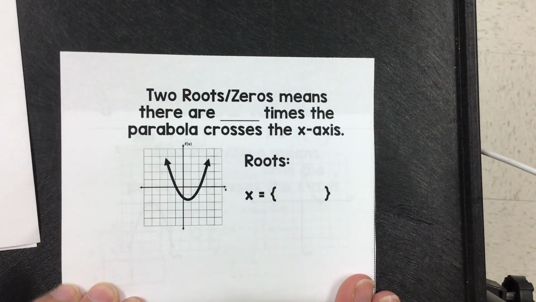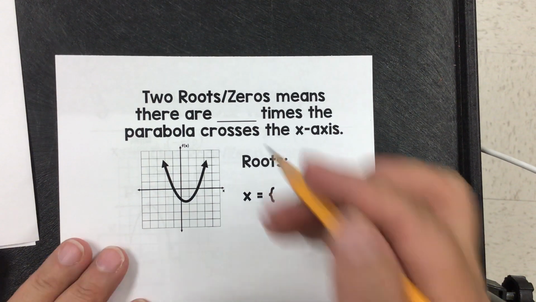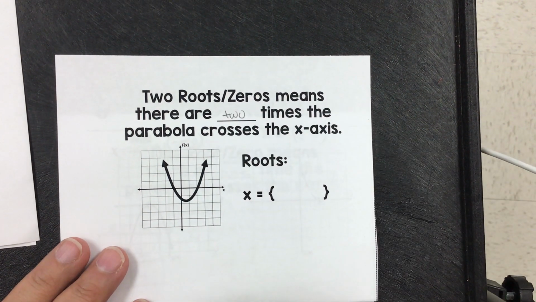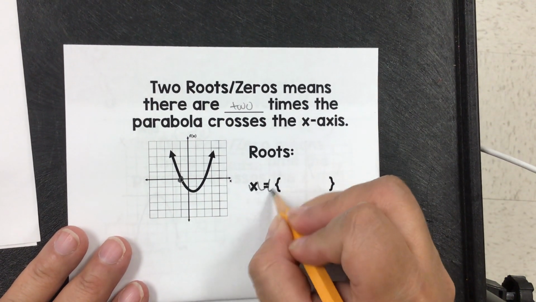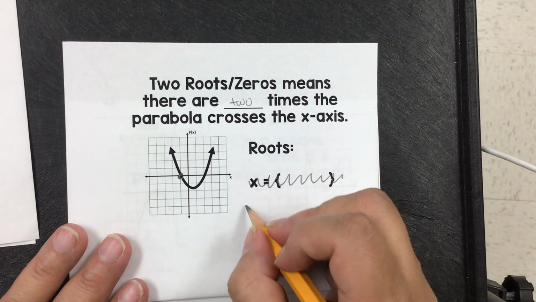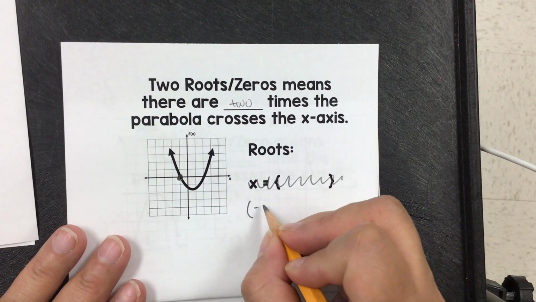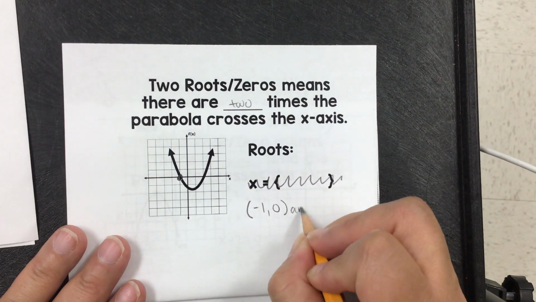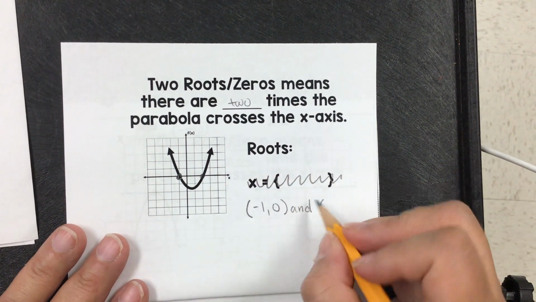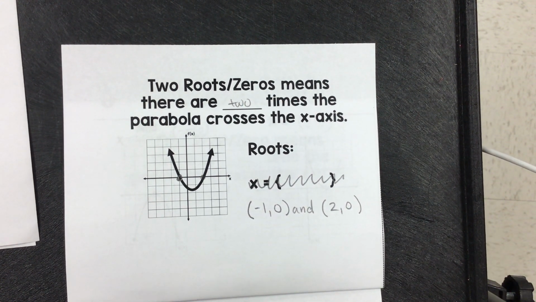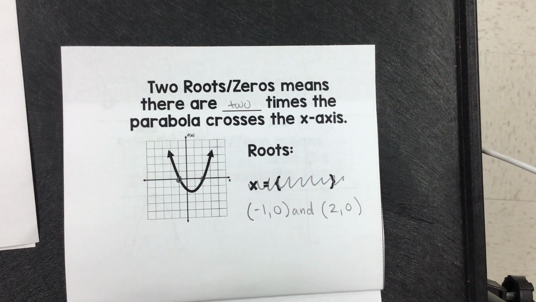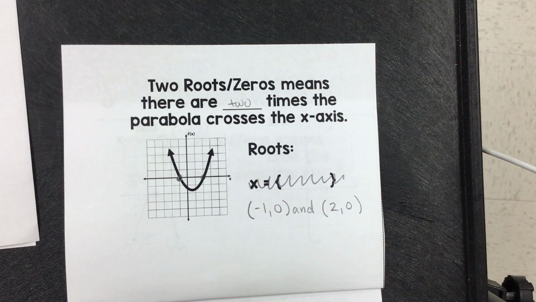Okay, let's take a look at the last one. 2 roots, 2 zeros means that there are 2 times that the parabola touches the x-axis. So let's assume right there, this one, and I don't like this notation, but I'll explain this one in a little bit, is negative 1, 0, and 2, 0. These are the 2 places this parabola touches the x-axis. I know I'm getting boring, but it's also called a root, it's also called a solution, and it's also called the x-intercept.